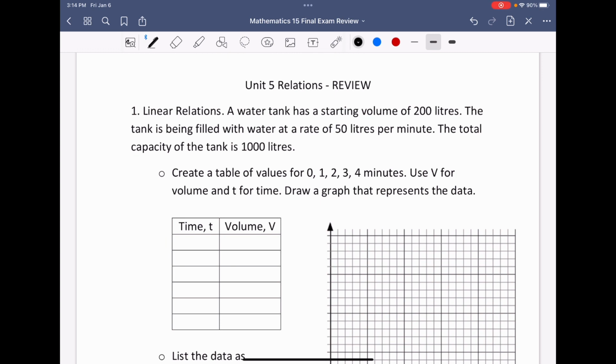Okay, so when we start off with linear relations, a water tank has a starting volume of 200 liters. The tank is being filled with water at a rate of 50 liters per minute. The total capacity of this tank is 1,000 liters. Create a table of values for these given time periods, 0, 1, 2, 3, 4 minutes, and then use the volume to describe whatever is happening after that amount of time.